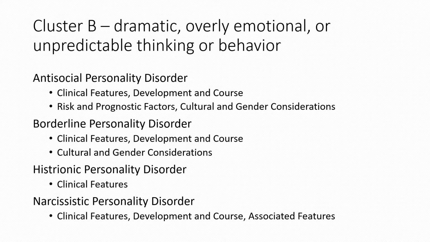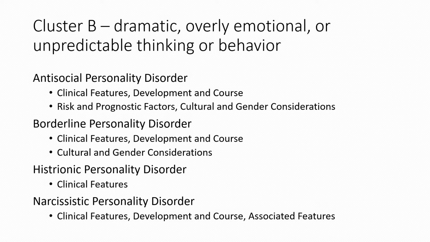Or dissocial personality disorder. Sociopathy is another term that people have oftentimes used with this. Clinical features: there tends to be failure to conform to social norms with respect to lawful behavior, deceitfulness, impulsivity or failure to plan ahead, irritability and aggressiveness, reckless disregard for safety of others and self, and consistent irresponsibility and a lack of remorse.